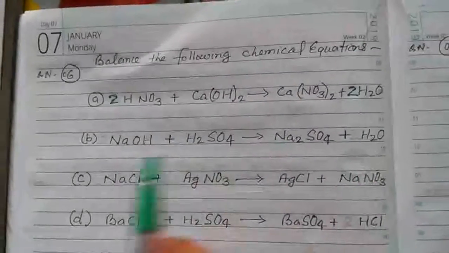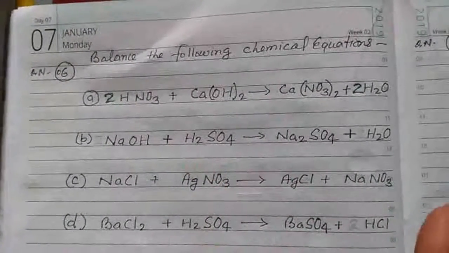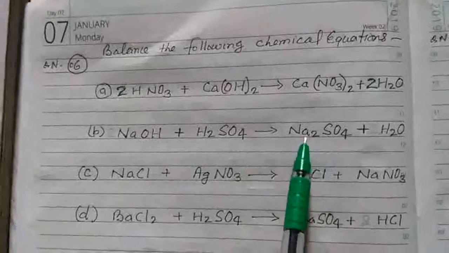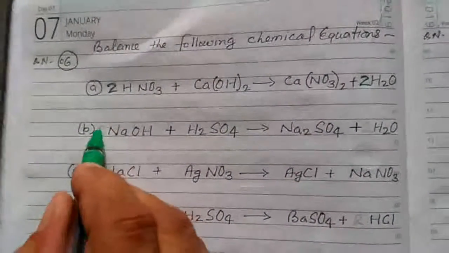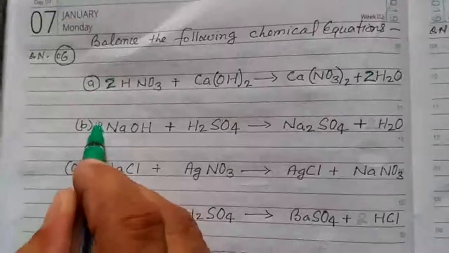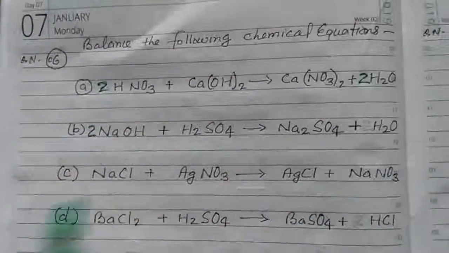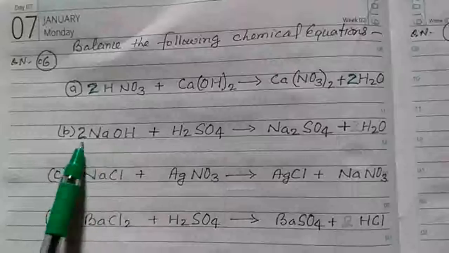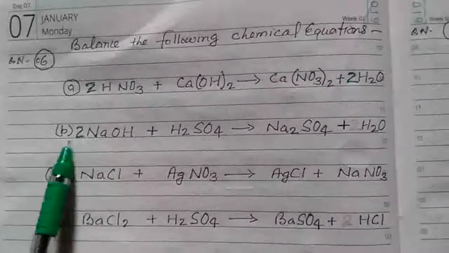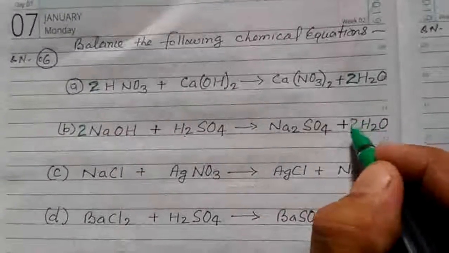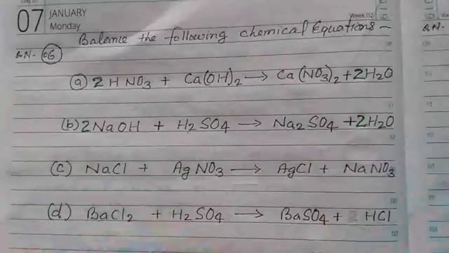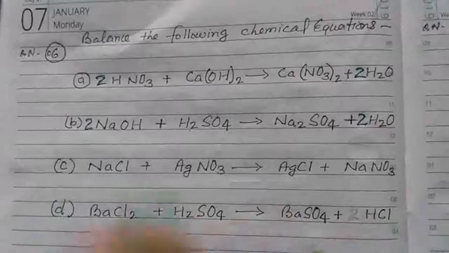Okay, now try to balance. When we balance the metal first, sodium is 2 here, so compulsorily we have to make 2 molecules of sodium hydroxide. When we make 2 molecules of sodium hydroxide, count the number of hydrogen: 2 and 2, 4. So make the water 2 here, and it becomes balanced automatically. The rest are clear.